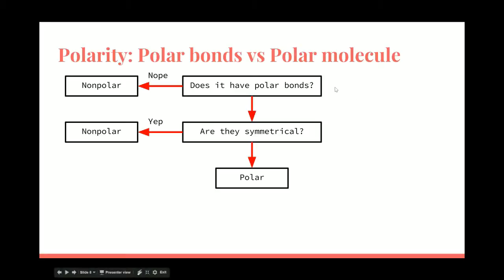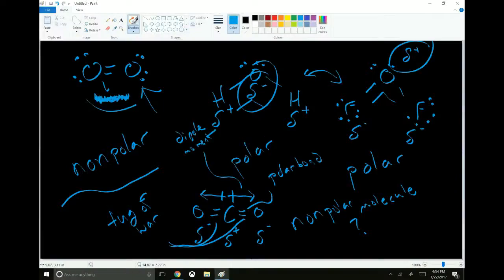What you do is you draw the molecule and you ask, does it have polar bonds? The way you tell that is, are the atoms on either side of the bond different elements? If no, then the bond is nonpolar. If yes, then the bond is going to be polar. Okay. The next question is, are they symmetrical? That is the one where you're going to need to learn geometry to be able to answer the question. Okay. Symmetry means that things are nice and even.